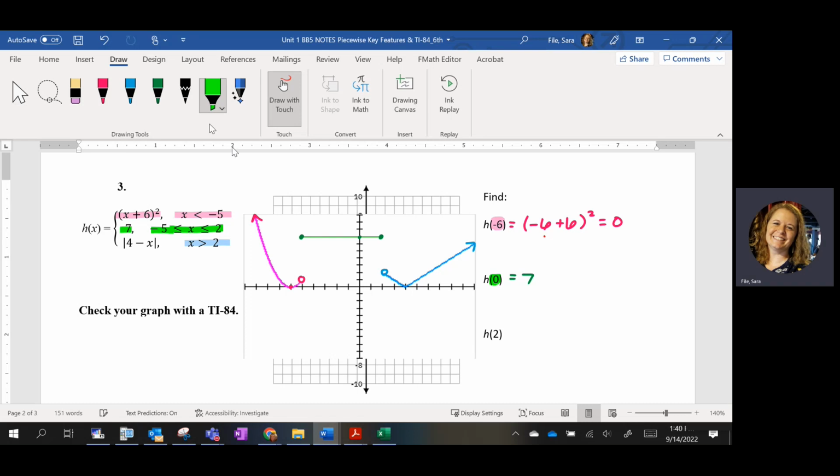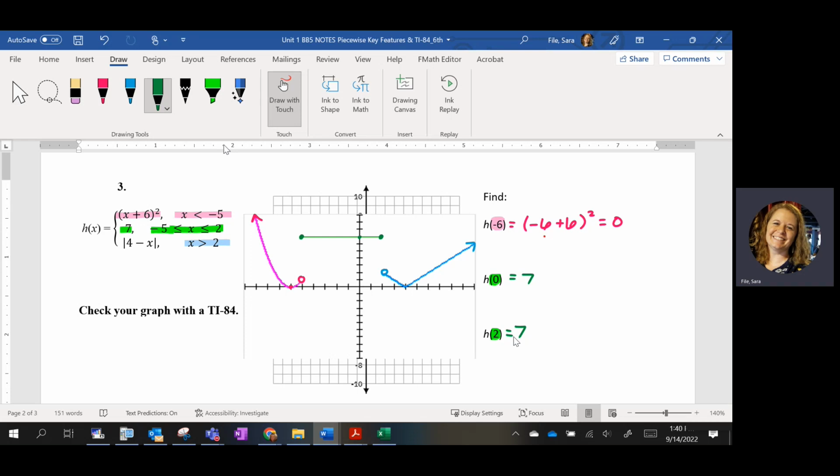And then what domain does 2 fall into? Second or third? They both have 2. Which one would it be? The second, because if it's exactly 2, it needs to be on the piece with the or equal to 2. If I look at my graph here, when I go to 2, it's an open circle here, so that's not it. It's this one up here. So it is also 7.